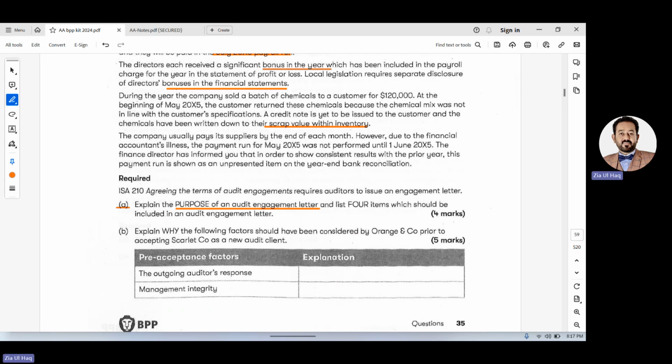This is a formal appointment letter of the audit. And list four items which should be included in the audit engagement letter. What are the elements? Nature and scope of audit, management responsibility, auditor responsibility, basis of fee, applicable financial reporting framework. We can list down so many.